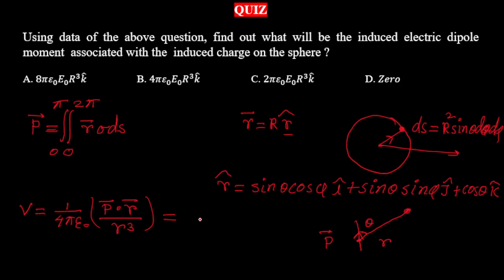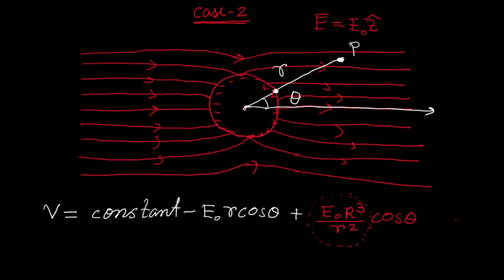So we write this in terms of theta. What we'll get is P cos theta divided by 4 pi epsilon naught r square. Again, in this case you can see that when we are placing this conducting sphere, we are not adding any external charge. So total induced charge will be 0.